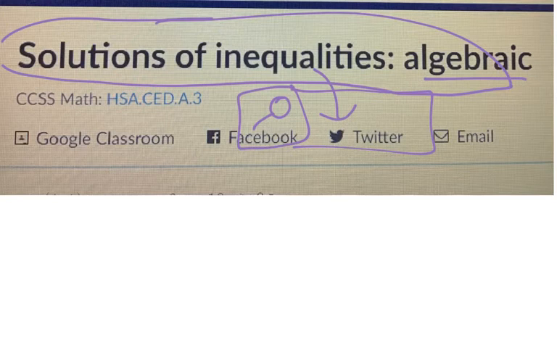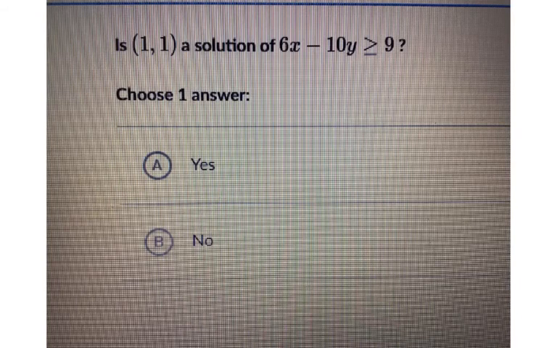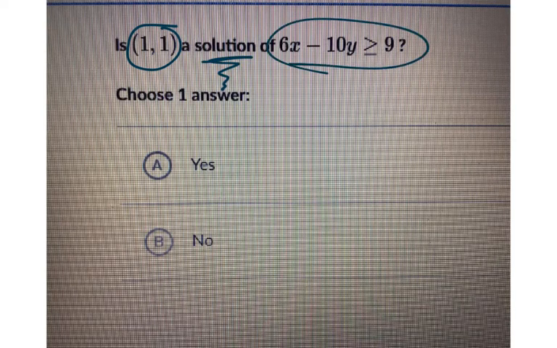All right? Watch how easy this is. Look at this one right here. They're saying, hey, we got this point (1, 1). Is it a solution to this inequality? Well, how do we know, guys? We just simply plug it in. Look, we know our points are always XY coordinates, right? Let's plug in 1 for X.